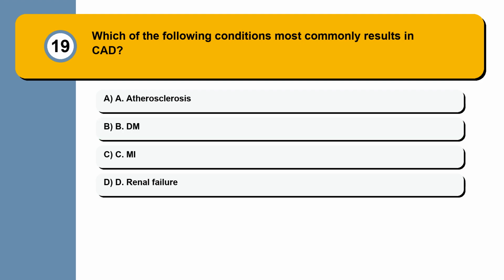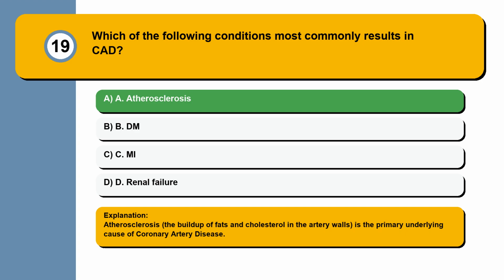Question 19. Which of the following conditions most commonly results in CAD? A. Atherosclerosis. B. DM. C. ... D. Renal failure. Atherosclerosis, the buildup of fats and cholesterol in the artery walls, is the primary underlying cause of coronary artery disease.